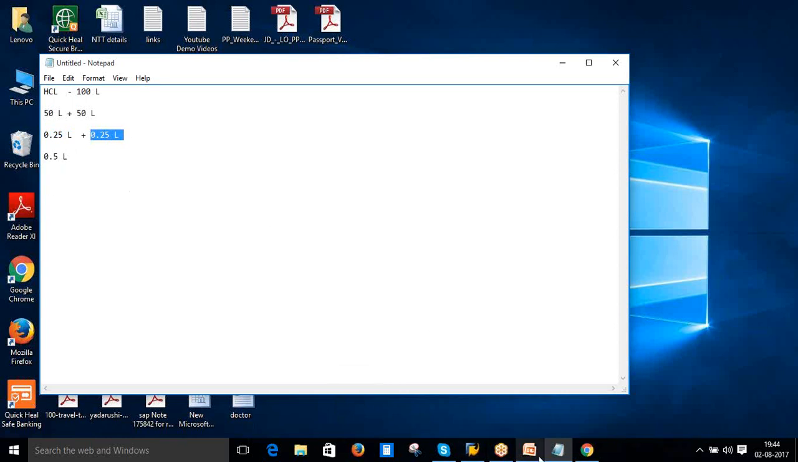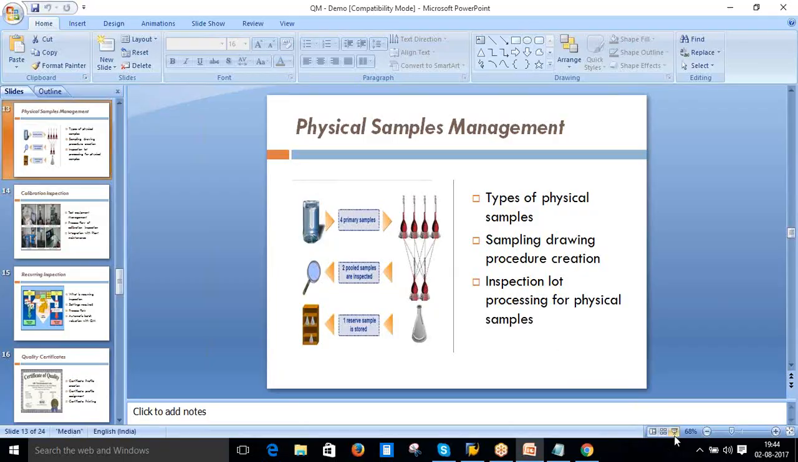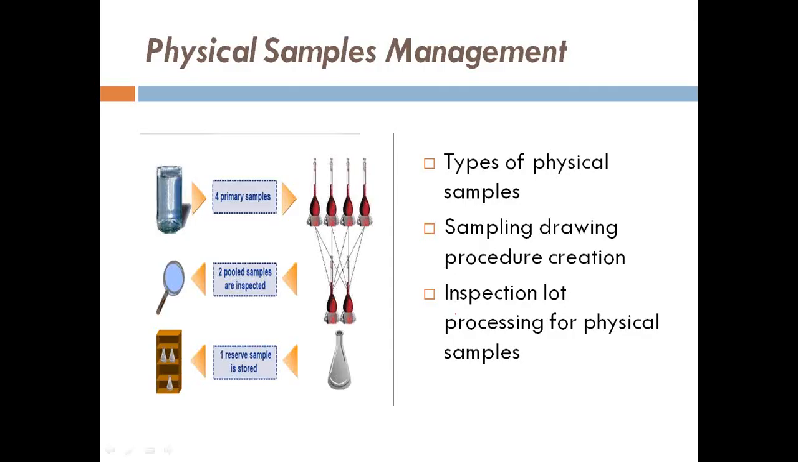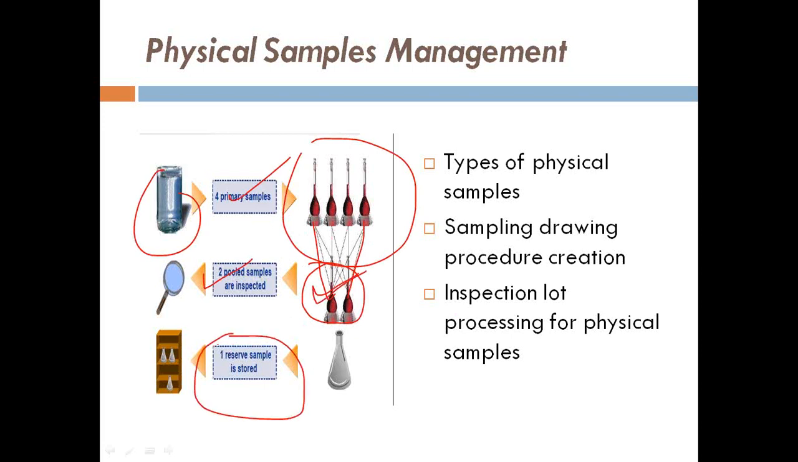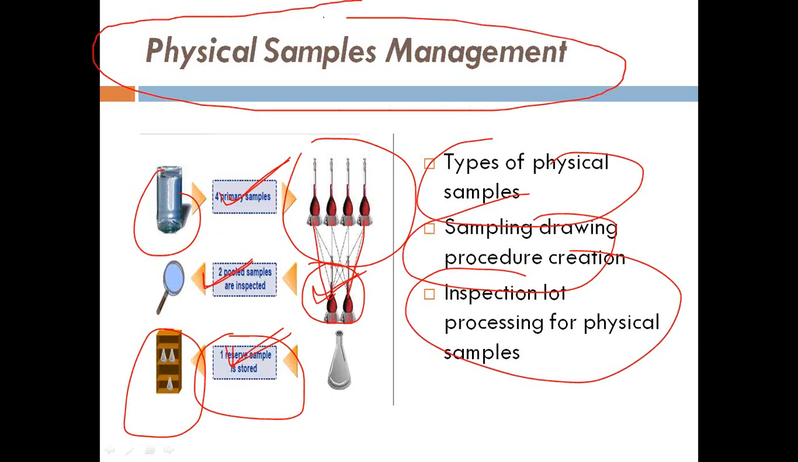Okay, so how to do that we will understand. That is called physical sample management. The samples which are taken from the lot are called primary samples. You mix these primary samples into a pooled sample. Pooled samples are the mixed ones, and then you use them for inspection. And there will be a reserve sample, a control sample, which is used for storage purposes. How to create all these samples, how they are used, how to identify them, what settings you have to make, everything we will learn in physical sample management.